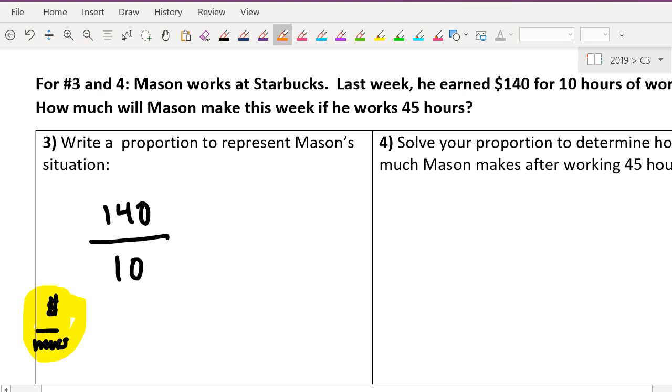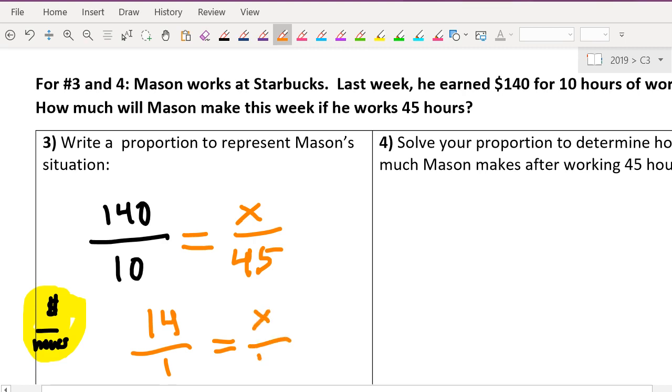And how much will he make if he works 45 hours? So were hours on top or bottom? Bottom. So they have to stay on bottom. And then we don't know this one. So that's it. Now, if I were you, I would reduce first. It's 14/1. We divide these both by 10, and you get $14 an hour. So all you need to do is multiply times 45 to get to the right side, right?